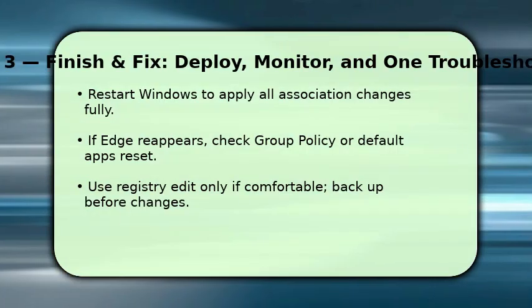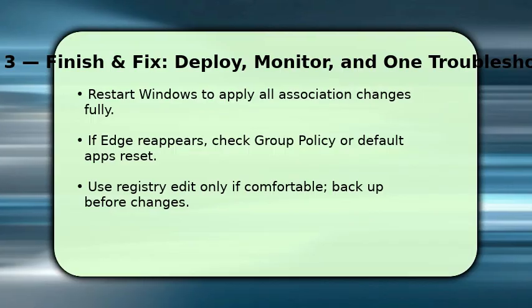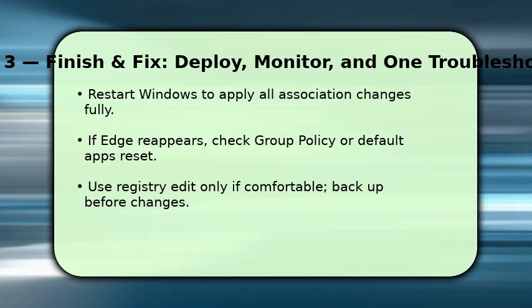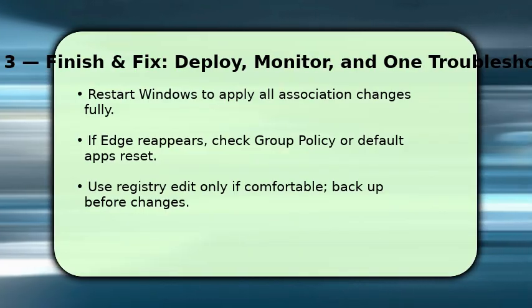To finish, restart Windows so all association changes take effect system-wide. Once restarted, test links in Mail and desktop shortcuts to confirm they open in your chosen browser. If Edge still reappears, make sure a policy or an update did not reset defaults. Check Group Policy Editor or Settings Reset History.